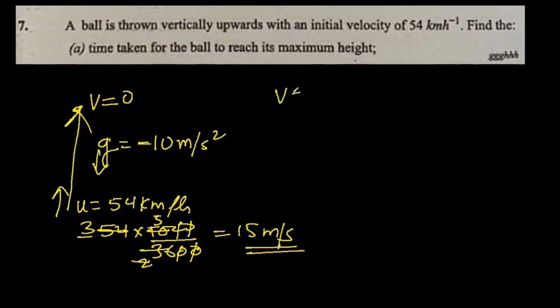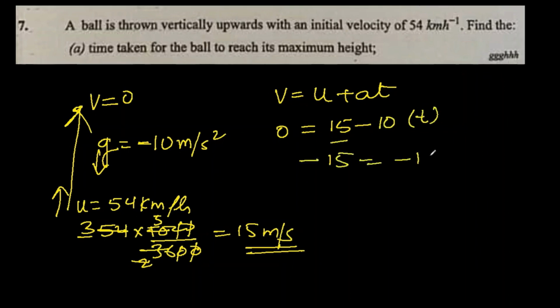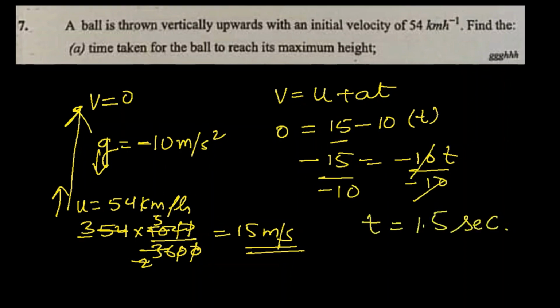So v equal to u plus at, 0 equal to 15 minus 10t. So let's bring this 15 to the other side. Minus 15 equal to minus 10t. Divide both sides by minus 10. So this cancels and t comes out to be 1.5 seconds.